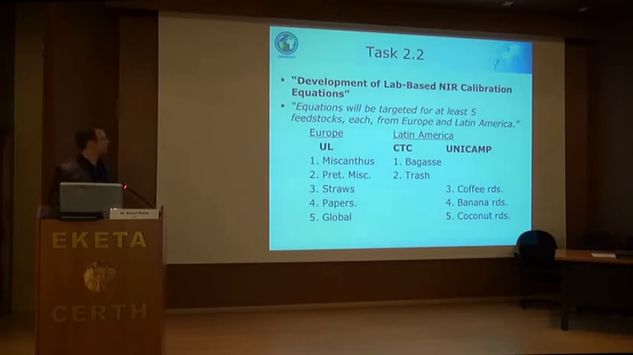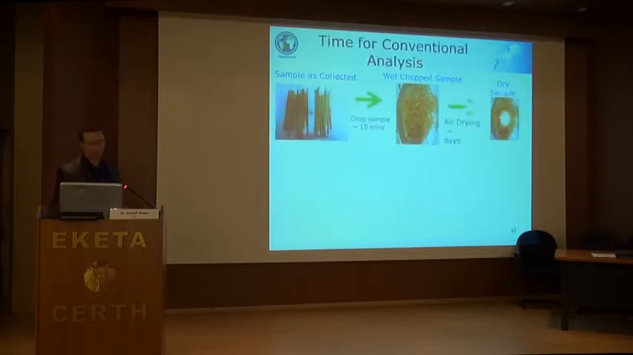Okay, the next task we were involved with was developing lab-based near-infrared spectroscopy calibration equations. Now, near-infrared spectroscopy, in case you don't know, involves the absorbance of near-infrared radiation by biomass samples. From these absorbance spectra, we can determine via chemometric techniques the compositional data for those samples, for example, the glucose content, the xylan content, and so on. So in Europe and Latin America, we developed models for 5 different feedstocks, and here are the responsibilities between the partners for these.